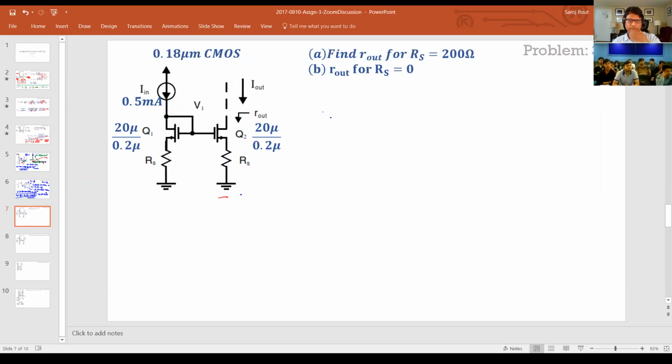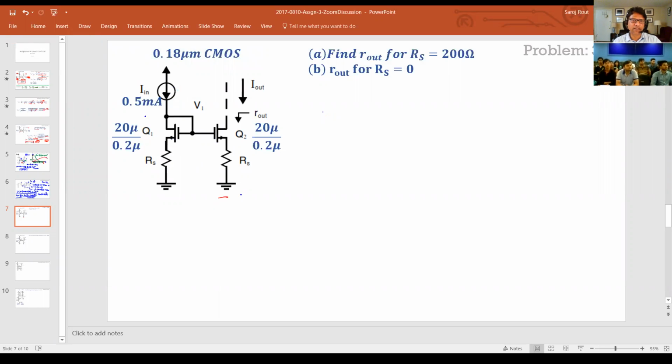Okay, so the first part of the problem was a source degenerated current mirror, and in the problem it was given that the input is 0.5 milliamps, which is basically 500 microamps here, and the sizes are the same. It's 20 micron by 0.2 micron.